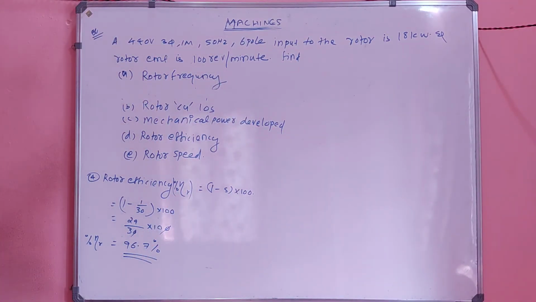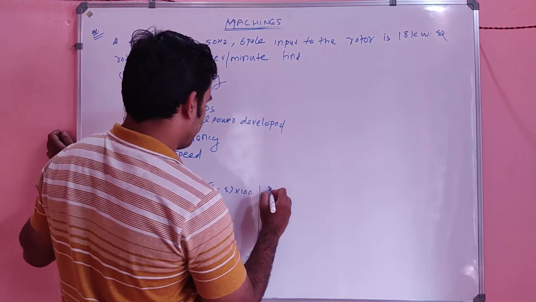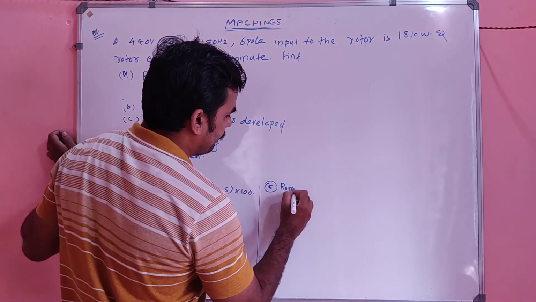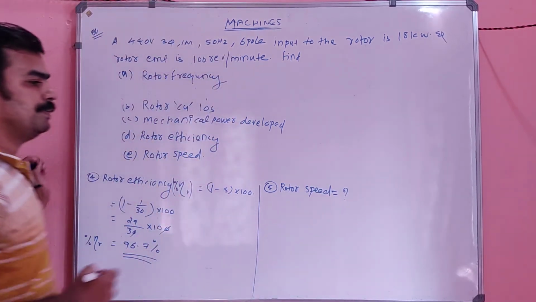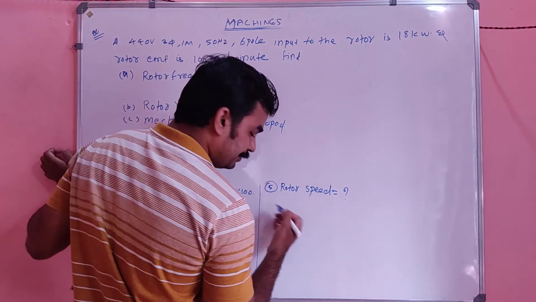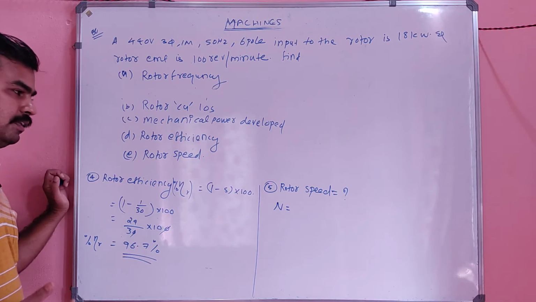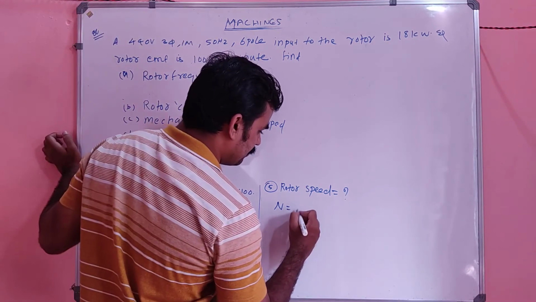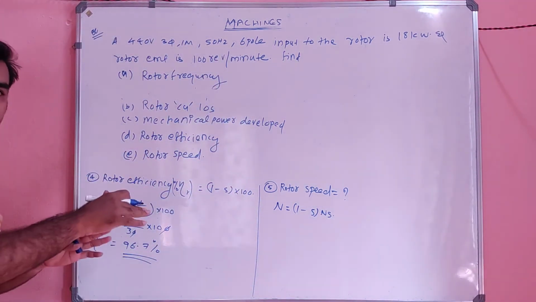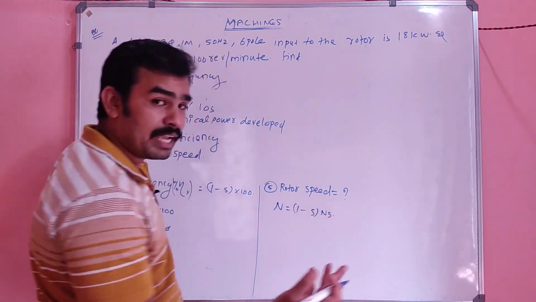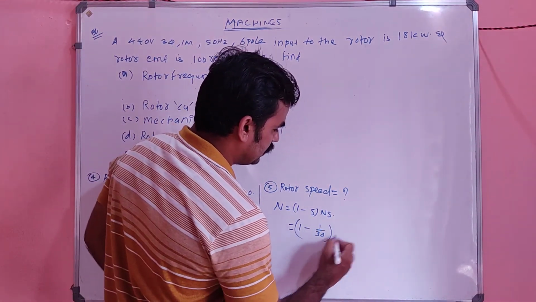Sub question: rotor speed, my dears. How can we find rotor speed? Using slip you can find it, and it is nothing but 1 minus s into ns, correct? The same equation for omega also: omega equals 1 minus s into omega s. So it will be 1 minus 1 by 30 into ns.